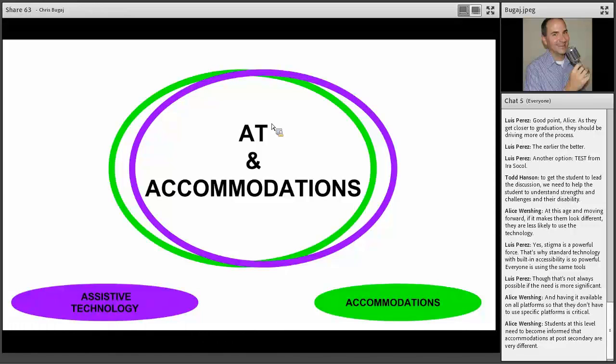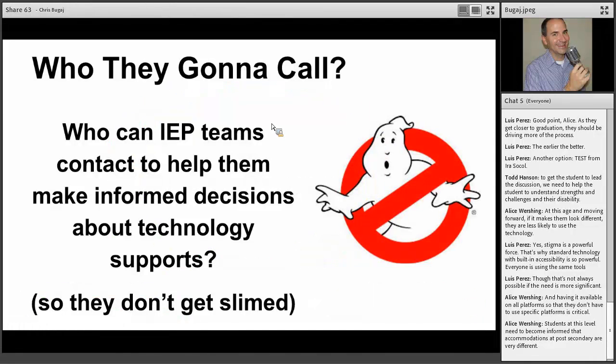And there could be accommodations that aren't assistive technology as well. But largely, if you're talking about what a student needs to guarantee that free, appropriate public education, assistive technology and accommodations could go on the same page. They go as the same thing.